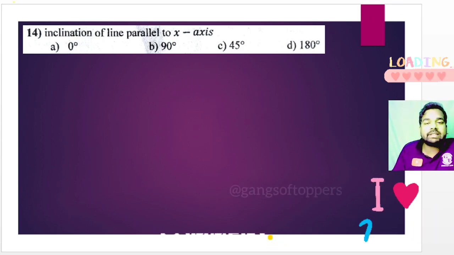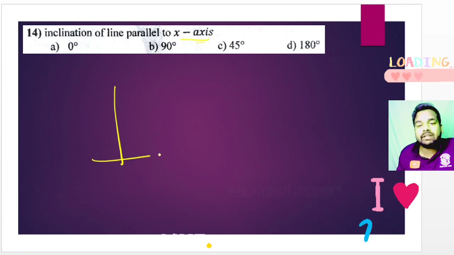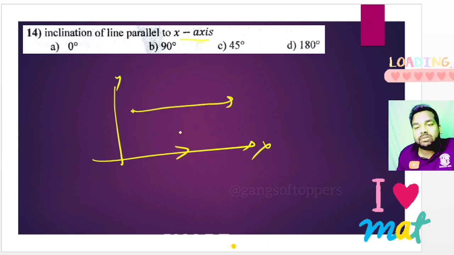Now the next question is asking about the inclination of the line that is parallel to the x-axis. Suppose this is the x-axis and this is the y-axis, and suppose one line is drawn and that is parallel to the x-axis. What is the slope of this line?